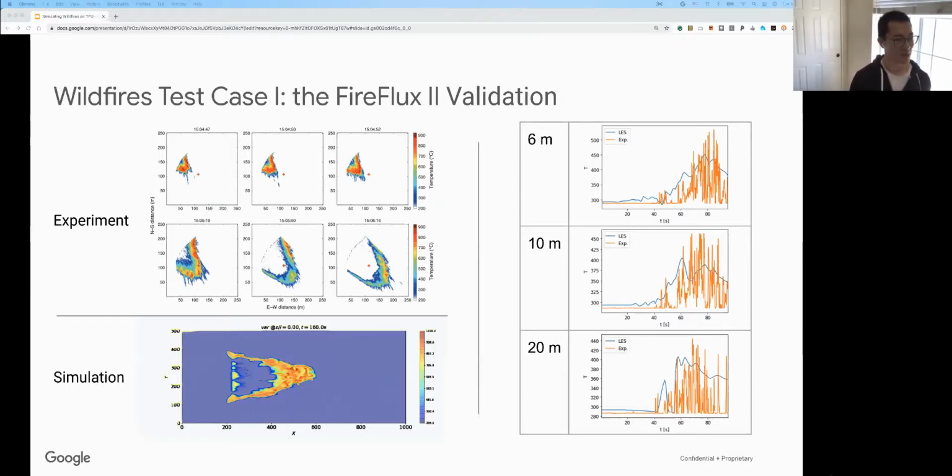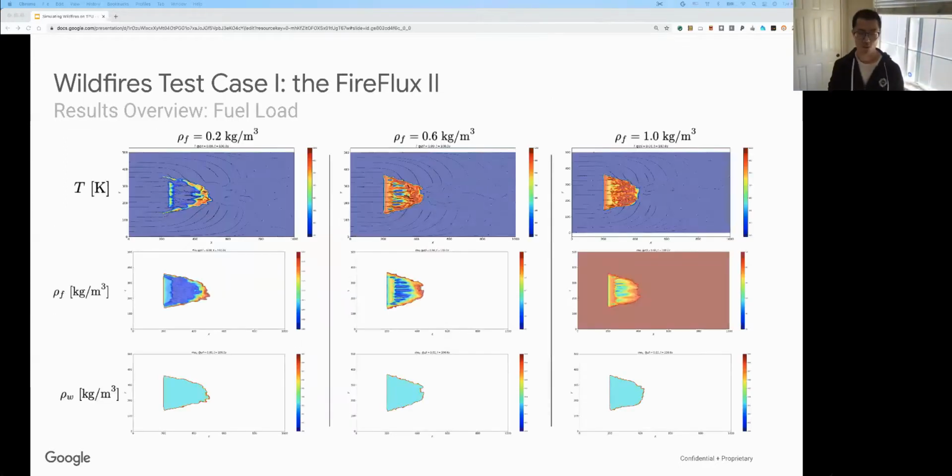So now I would like to talk about 4 of the parameters we selected in the parameter list in our parametric study for the wildfire. The first parameter I'm going to show here is the fuel load. Here I'm showing 3 different fuel loads, that is 0.2, 0.6, and 1 kilogram per meter cube. And the 3 different rows show the temperature, the fuel load density, and the moisture density.